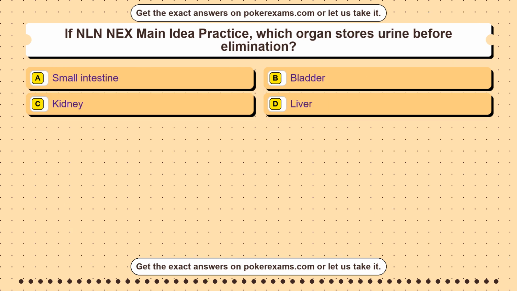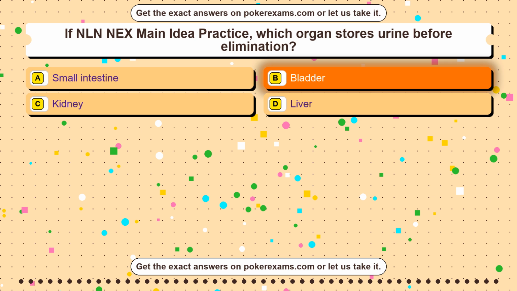Question 40. If get history practice test, which word best describes a claim supported by evidence? Option A, variable. Option B, argument. Option C, fragment. Option D, decimal. The correct answer is option B.